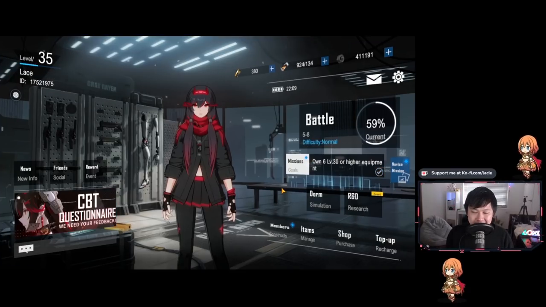So day two, you're just going to be continuing to push your story. However, you'll be able to unlock up to 4-8, and hopefully that will get you Warzone.